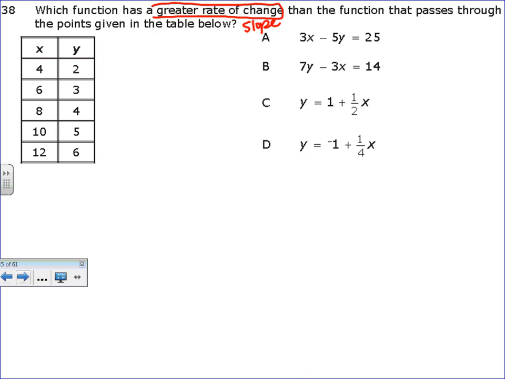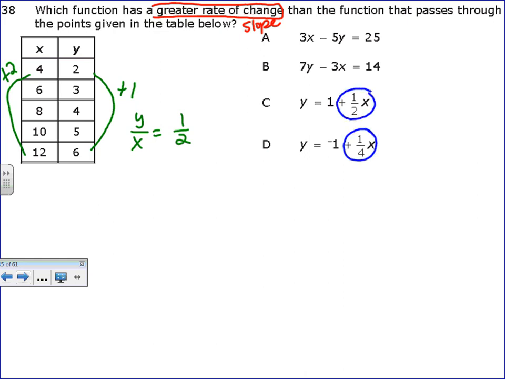Well, first I gotta find the slope of the table. So if you notice, all of this side's going up by 2, and this side is going up by 1. So change in y over change in x, my slope is 1/2. So I need to find an answer choice that has a slope that's bigger than 1/2. This is my slope. Ooh, not these two. Slope is always next to x when you have y equals. Well, 1/2, that's the same as what I have. That doesn't work. It's not greater than.